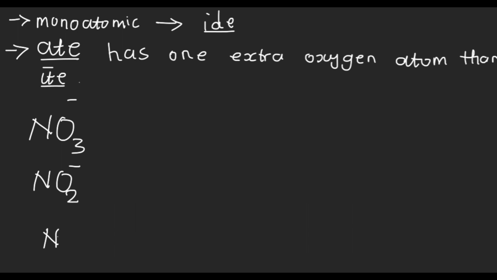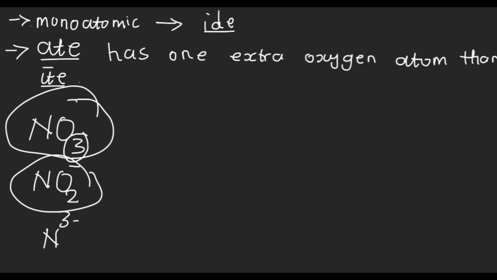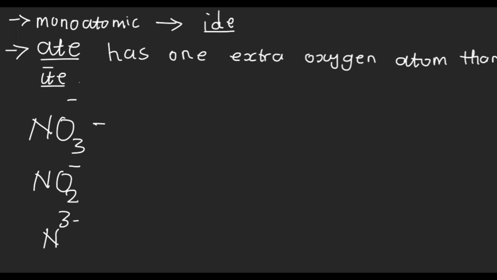Then for this one, we are going to have this. If you look at this one, there are 3 oxygen atoms, but in this one, there are only 2 oxygen atoms. So what are we looking at? We are saying the first one, this one, is known as a nitrate.